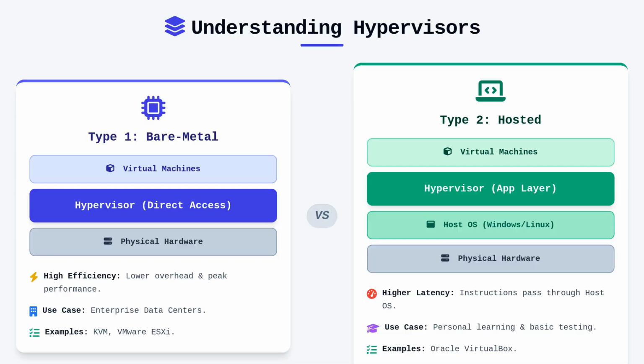Because there is no underlying general-purpose operating system to manage, Type 1 hypervisors are remarkably efficient, boasting high performance and lower overhead. In contrast, a Type 2 hypervisor, or hosted hypervisor, runs as an application on top of an existing, conventional operating system like Windows or a standard Linux desktop distribution. A popular example is Oracle VirtualBox, which serves as a great tool for personal learning or basic testing environments. While Type 2 hypervisors are easier to install and manage for day-to-day tasks, they suffer from higher latency because any instruction from the virtual machine must pass through the host operating system before touching the hardware.